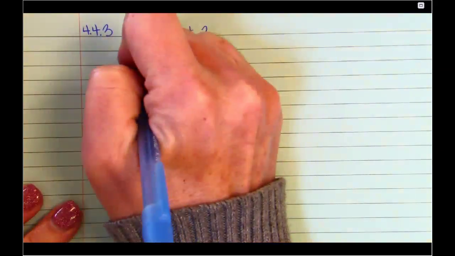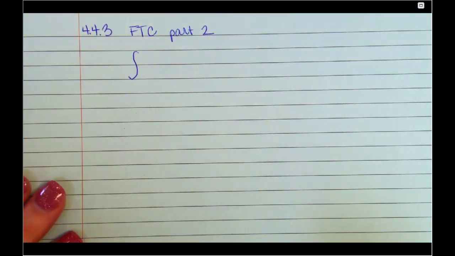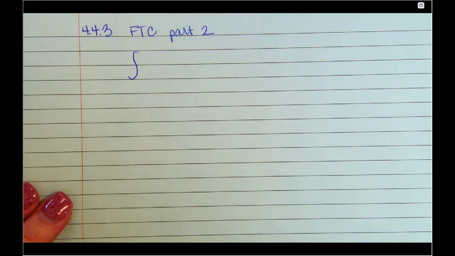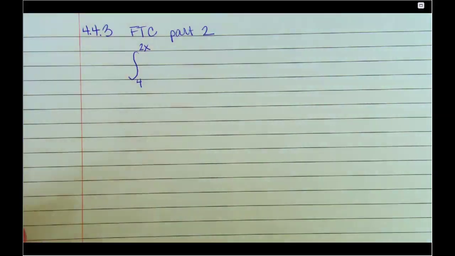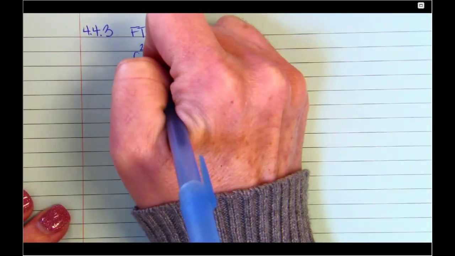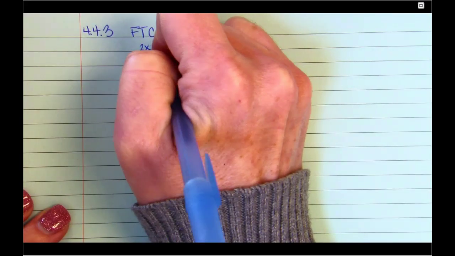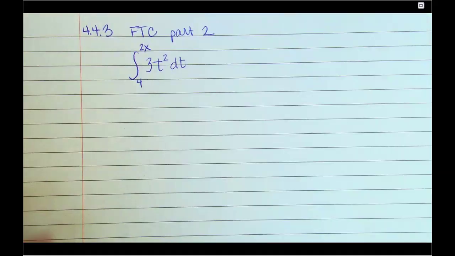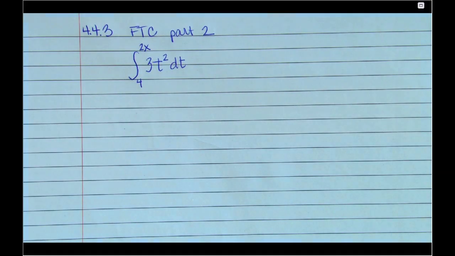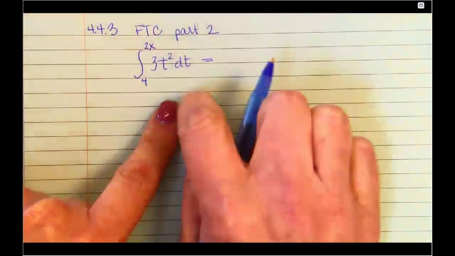So let's say we had the integral. I'll even make your life easier. Let's say the integral from 4 to 2x of, we got to make this t, let's make it 3t squared dt. Okay, so first of all, that's weird because I have two variables in there. We get to two variables later. This is not hard. It's actually not hard. What I want us to do is let's use the fundamental theorem to calculate this.